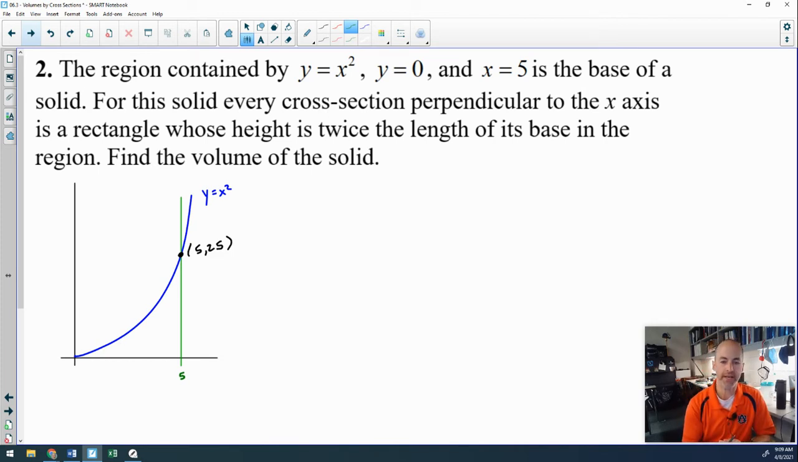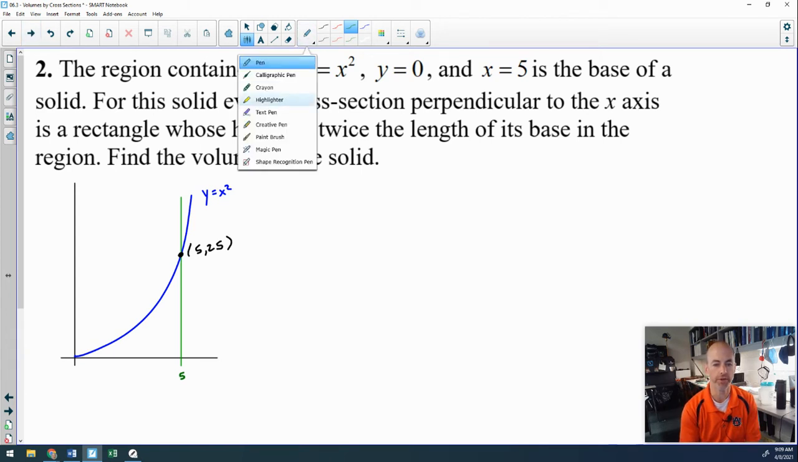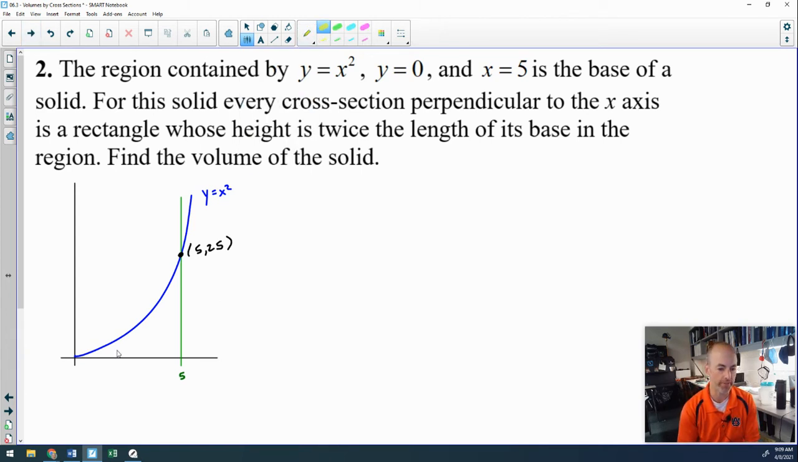The region contained by y equals x squared, y equals 0, and x equals 5. So we are looking right here. I already have the graphs drawn, but I'm going to shade the region. I'm going to get out of the lines a little bit, but it's right over there. Let's get up here in these corners. So there's our region.